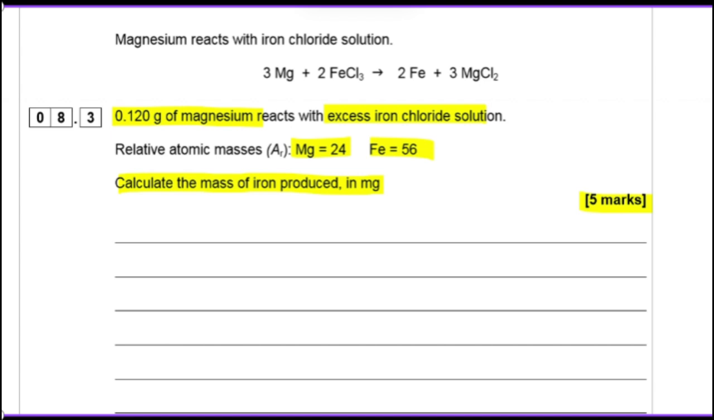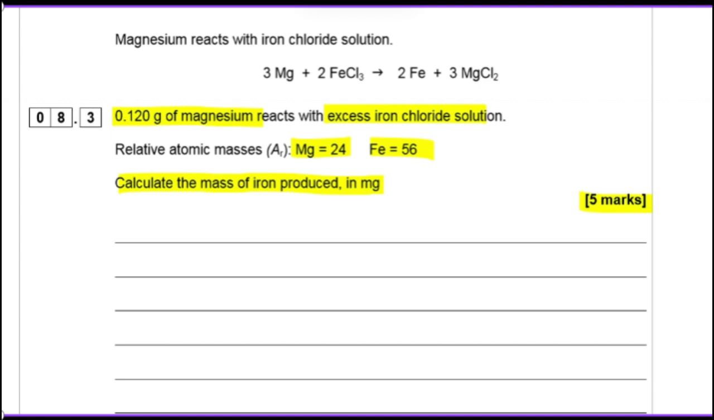0.120 grams of magnesium reacts with excess iron chloride solution. Got some relative atomic masses, magnesium 24 and iron 56. Calculate the mass of iron produced in milligrams, and this is a 5-mark question. Now, this is a difficult question. There's a lot involved, but there is 5 marks. And if you set out your working out in a methodical way using my table method, you can pick up marks along the way, and hopefully you'll get all 5.